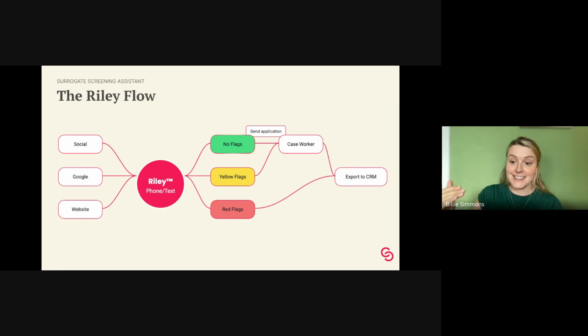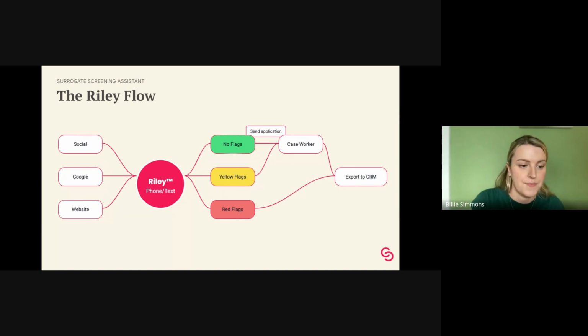Maybe I want to receive a text instead. I've got kids, I'm handling a lot right now. Or if they want to stay in the browser, they can also do a web chat version. And the candidate can switch between all of those different methods. Like if they start a phone call, but then they need to go, they can continue via text. Then Riley does all of her qualifying. And once that qualifying is complete, she puts together the application, no flags, yellow flags, red flags, and then provides that information for you so that you're able to move them through a process.